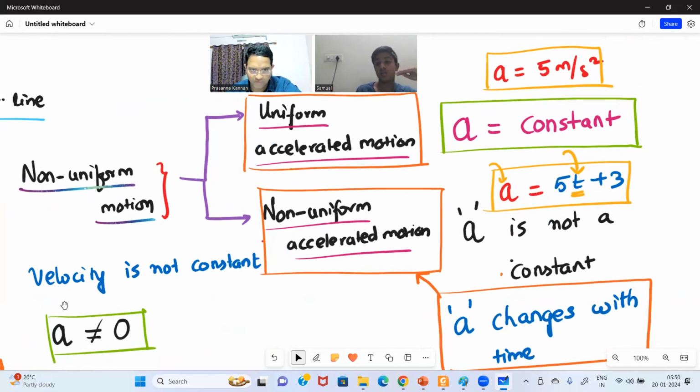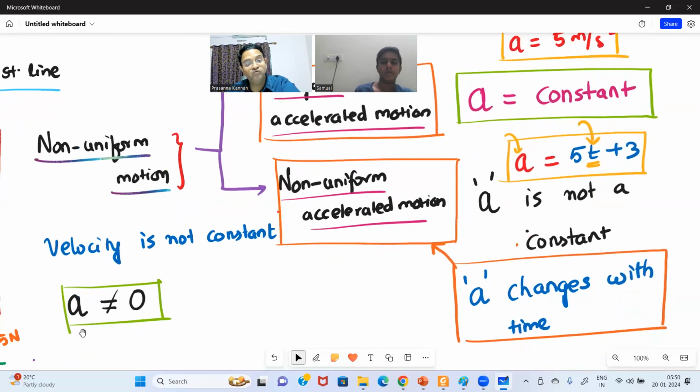In both cases, you know that velocity is not constant. In both cases, you know that acceleration is not 0. In both cases, you know that net force is not 0. Only because the net force was not 0, your acceleration is not 0. Because there is non-zero acceleration, velocity will not remain constant. It will change with time.